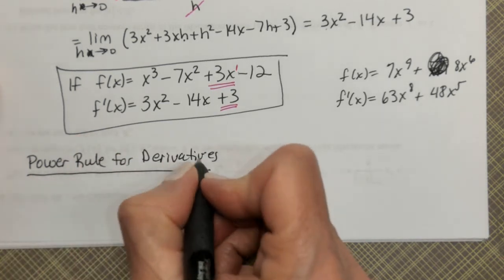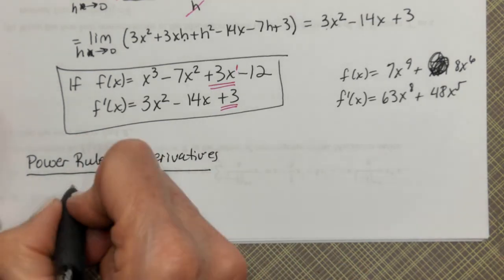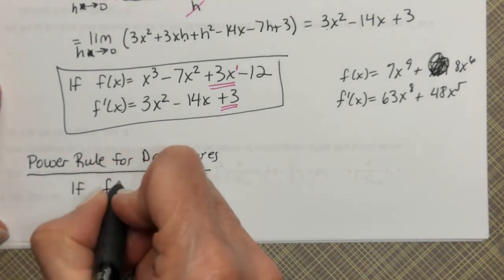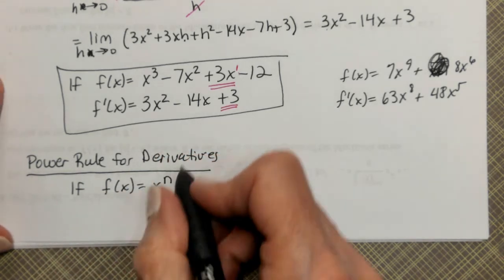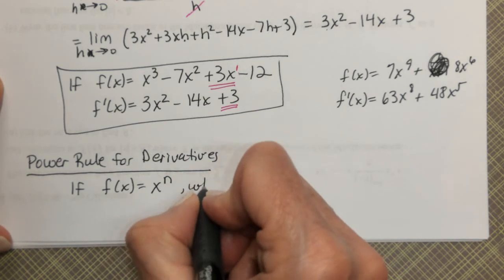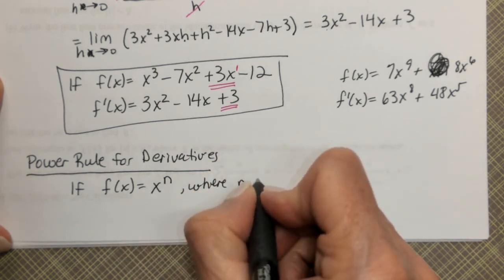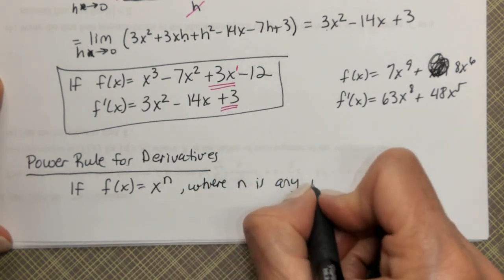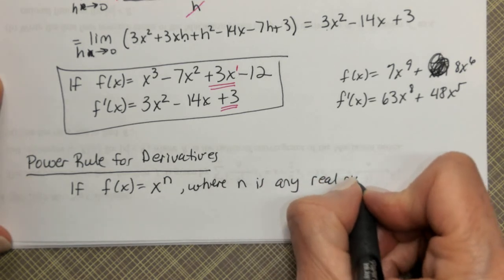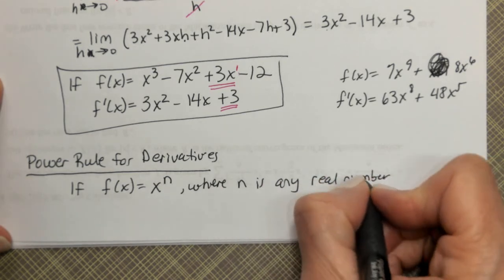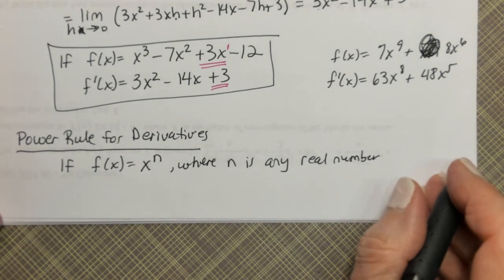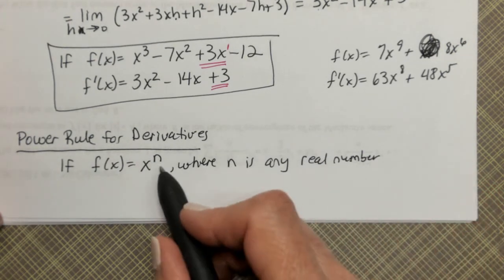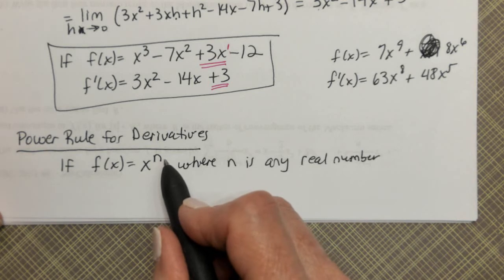The power rule for derivatives. If f of x is x to the n, where n is any real number. It can be positive, negative, it can be a fraction, it can be pi, it can be any real number.